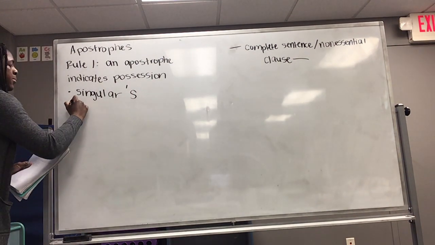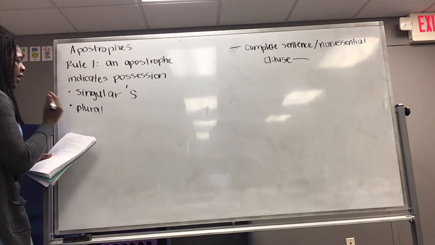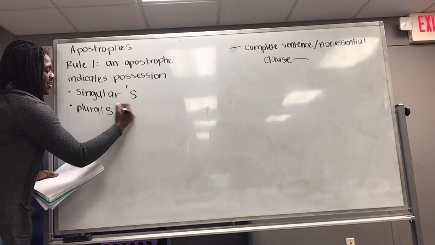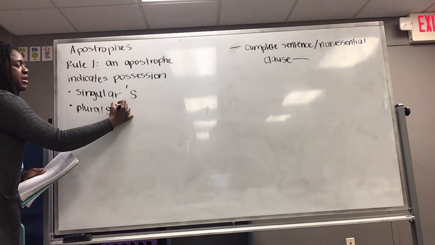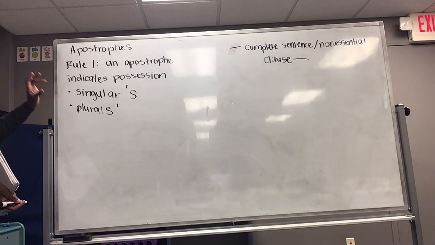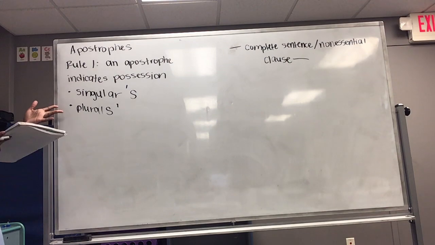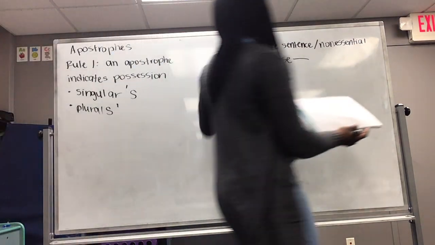And then with our plural nouns or people, it's going to be the plural word with an S and then the apostrophe. So the apostrophe comes after the S when we're dealing with plural possession, and it comes before the S when we're dealing with singular possession. So that's what the format would look like, and I'll show you guys a couple of examples.